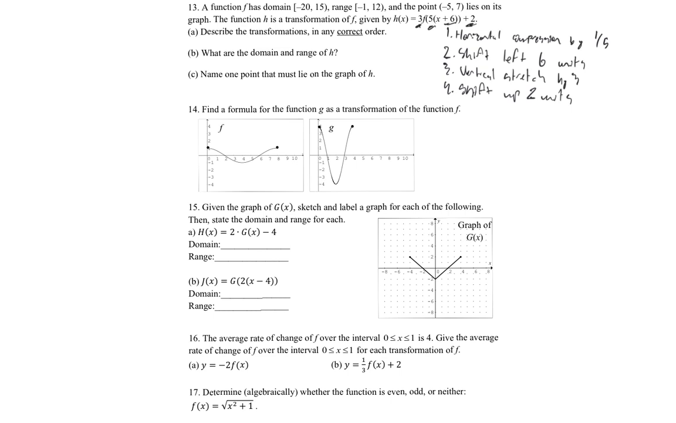Okay, so let's look at the domain. So first, our domain has a compression by 1/5. So this -20 to 15, I'm about to sneeze, hold on, will become, after we apply our compression, 1/5 of -20 is -4, and 3, right? Well then we have to shift left 6 units. So this ends up becoming -10, -3.